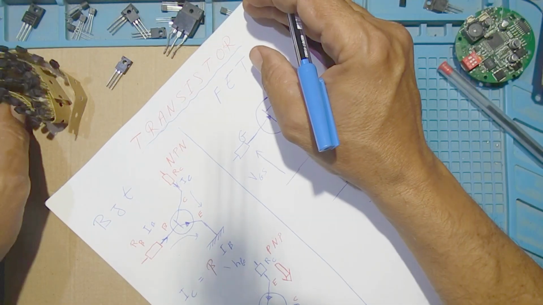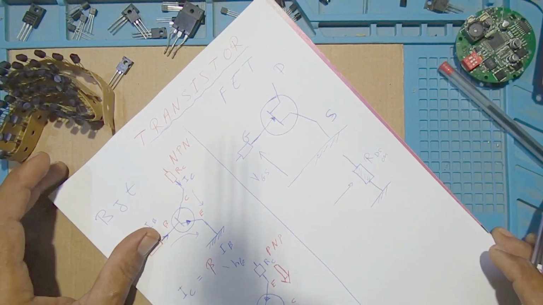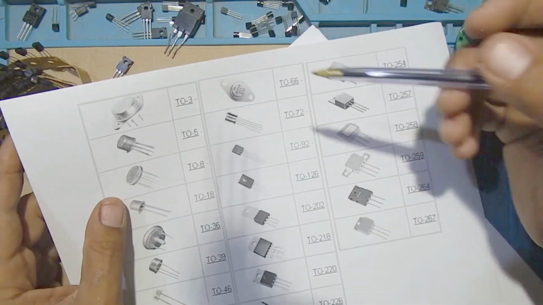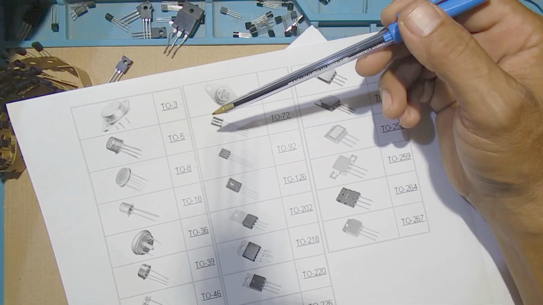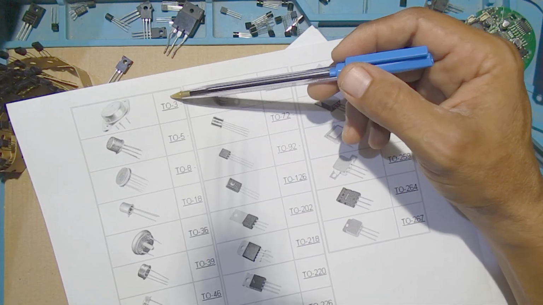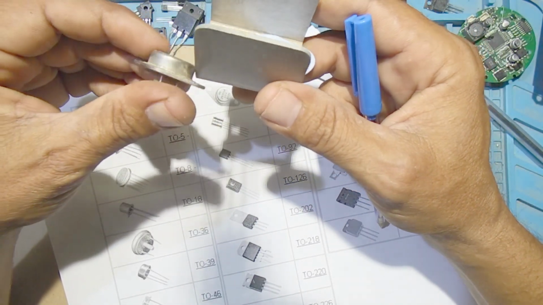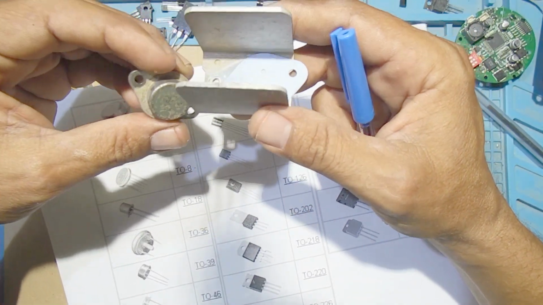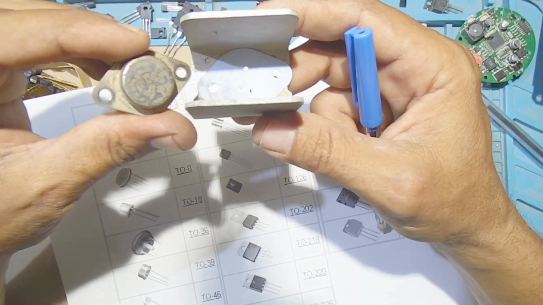Now we will see the packages of the transistor and some characteristics. We have a lot of transistor packages. We can begin with this old package, TO3. It has a metallic case, and it is used for power transistors. It is used inside old TVs.